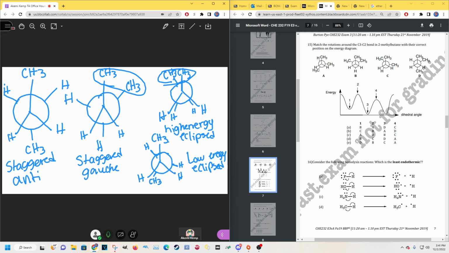All right. So the answer for this would be D. Or 15 then, because the high energy eclipse, the one where they're close to each other, essentially like cis, is the highest in energy. So you have these Newmans A, B, C, and D. A and C are eclipsed, and B and D are staggered. So C would be placed where 2 is.